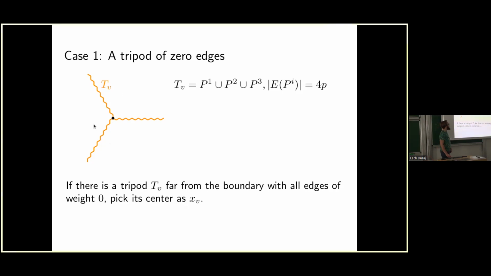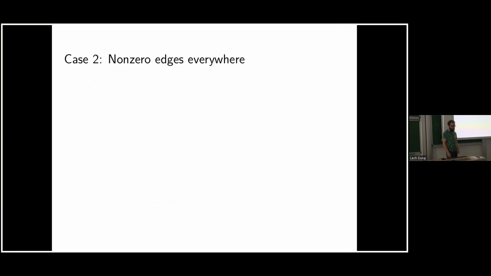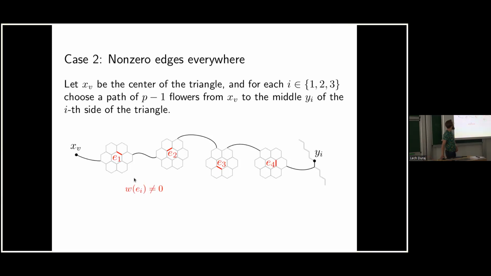And in the case where we cannot find such a tripod, this means that there are a lot of non-zero edges. Basically, wherever you put your black vertex, you will see a nearby non-zero edge. So yeah, this roughly means that there are non-zero edges everywhere, and in particular, it means that we can find many non-zero edges which are far away from each other. And in such a case, we would like to take as our branch vertex just the middle of the triangle, and find a path which goes from it to the middle of the side of the triangle, such that it visits many flowers, where a flower is a small hexagonal grid like this, where in the inner cycle we can find an edge with a non-zero weight.